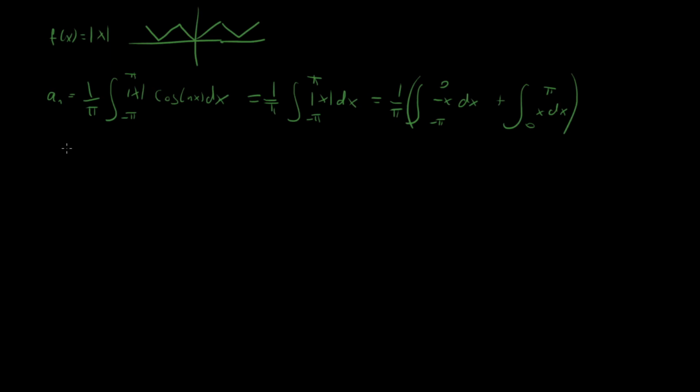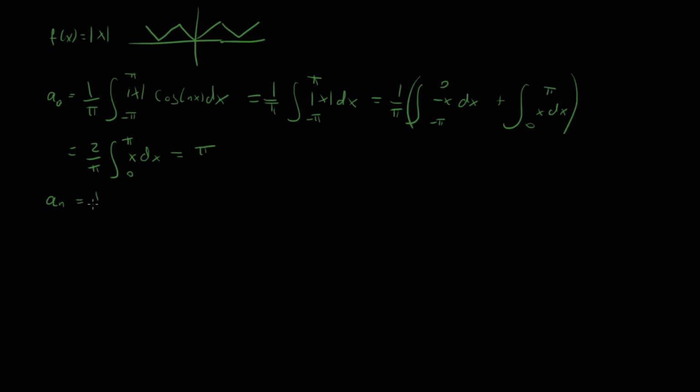We can flip it all around, and we simplify this integral to just 2 over pi, integral 0 to pi of x dx. And this is an easy integral to do, and what we get is pi. Okay, great. So we know then that a0 in this case was equal to just pi. Okay, good enough. What about an?